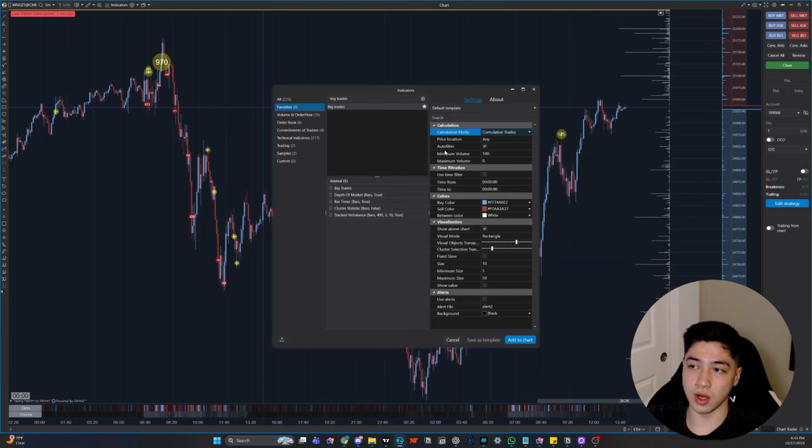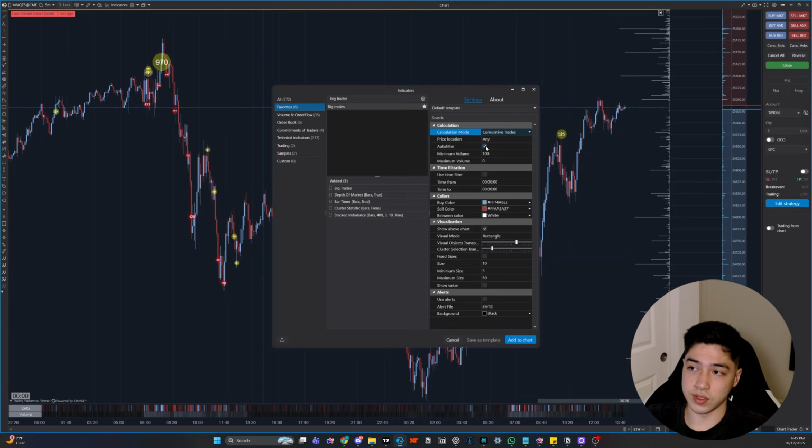So you can either auto filter it, which is what I recommend, because what you're essentially doing when you're auto filtering the big trades is accounting for the actual volume that's coming through on average for each candle and specific level. And if it's unusually large, then it's going to print a big trades bubble.